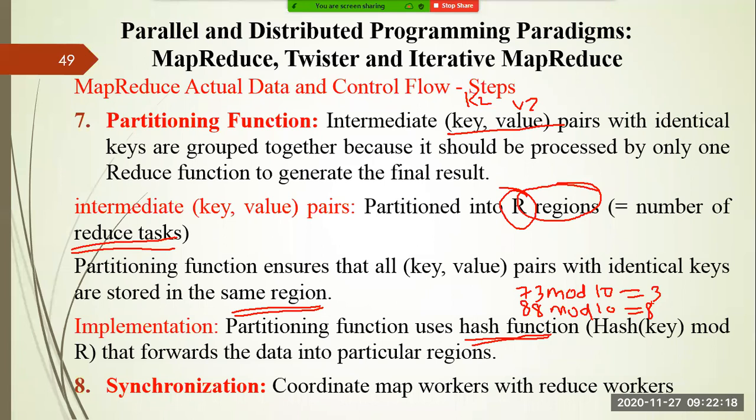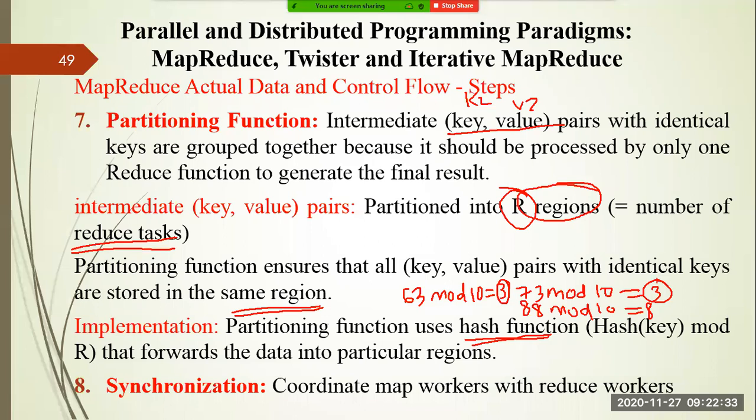It may happen that, for example, 63 is also coming. So 63 mod 10 is nothing but 3, so it is assigned to the same region. You can see 63 and 73 are assigned to region number 3.